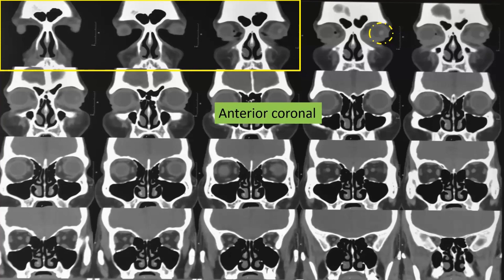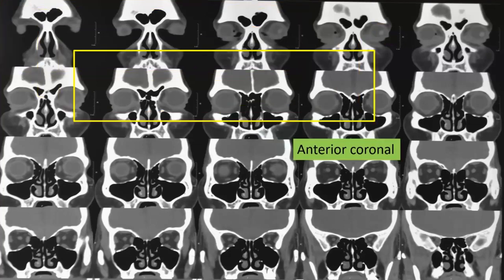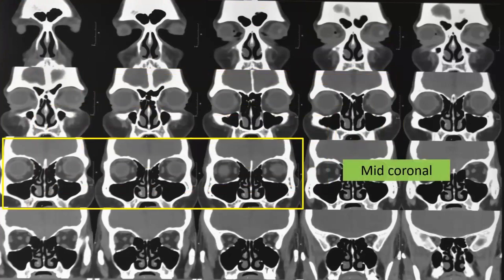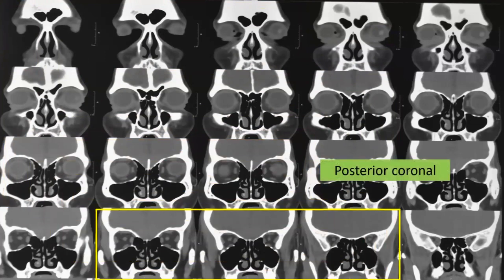These are the coronal sections, anterior to posterior. In anterior coronal, the frontal sinus is appreciated better and this hyperdense lesion is lensed. Other anterior sections show the globe, where extraocular muscles are not much appreciated. In mid-coronal, both globe and muscles are well appreciated. As we go posteriorly, there is no visibility of the globe, while extraocular muscles and optic nerve are seen clearly.